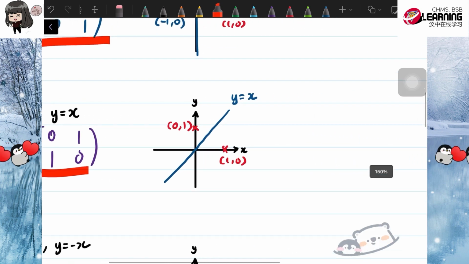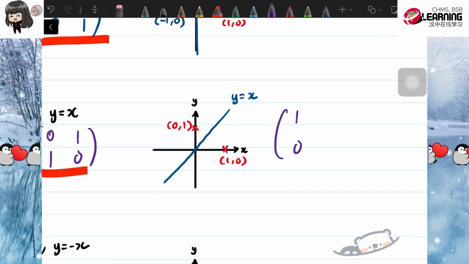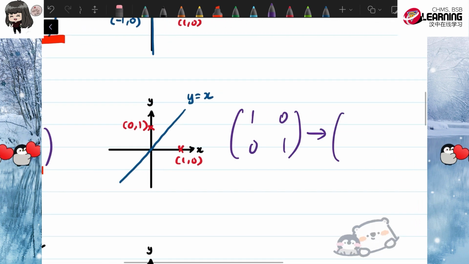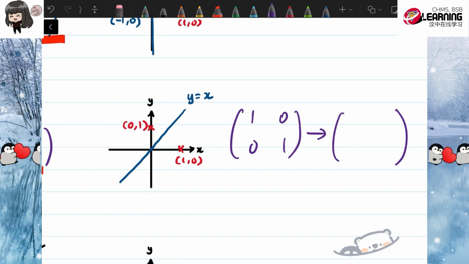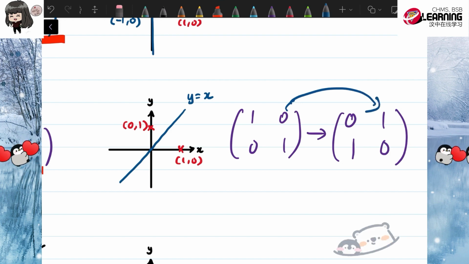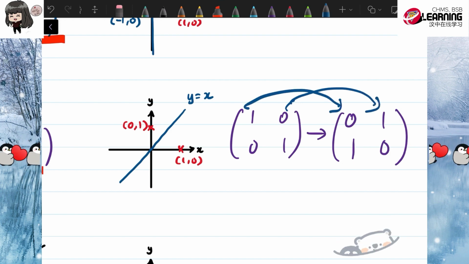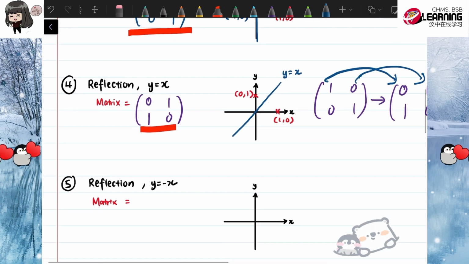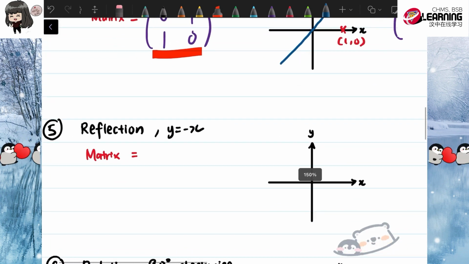Again, you start off with (1, 0) and (0, 1). (1, 0) will go to (0, 1), and (0, 1) will go to (1, 0). This one is going here, this one is going here. Kind of easy, right? Okay, let's look at question 5.